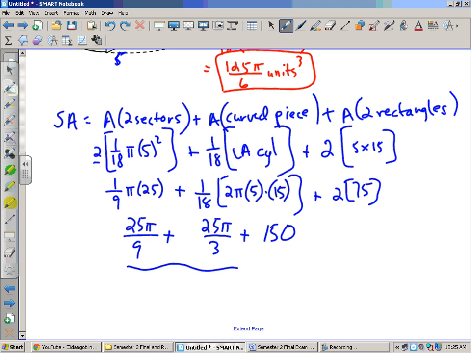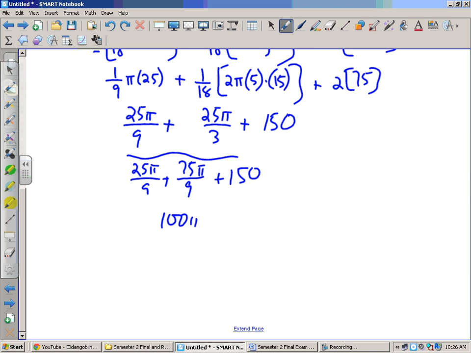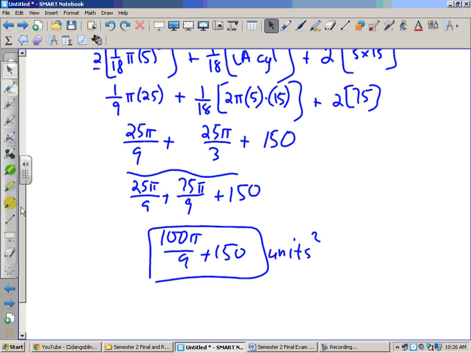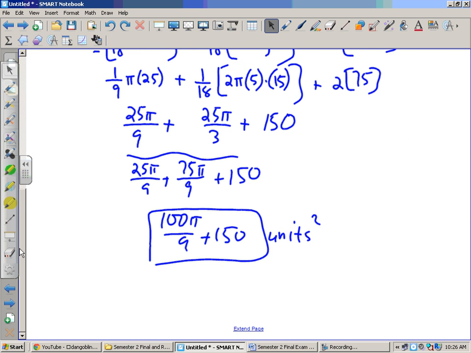Well, I can combine these if I just make their denominators the same. This is going to be 25 pi over 9 still. I'm going to make this denominator 9, but then I got to multiply that by 3, so this makes this 75 pi plus 150. So this gives me 100 pi over 9 plus 150. Surface area, so that's units squared. So again, the volume, 125 pi over 6. Surface area, 100 pi over 9 plus 150.